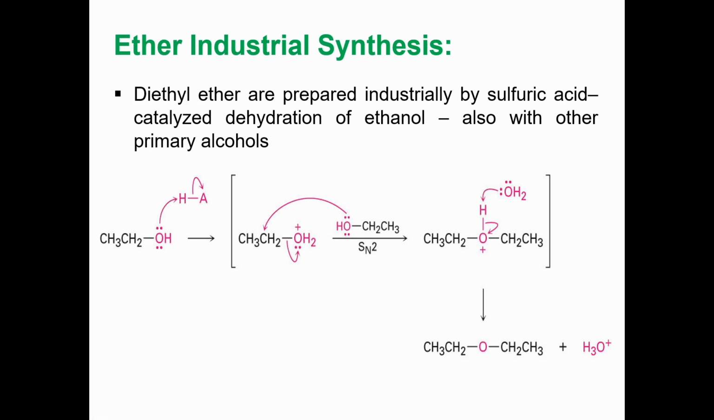Ether is synthesized industrially by dehydration of ethanol or primary alcohols using sulfuric acid at 140 degrees. We call it limited dehydration, and it follows the SN2 pattern. In SN2, bond cleavage and bond formation occur in a single step. SN2 is a concerted reaction, so everything happens at the same time.